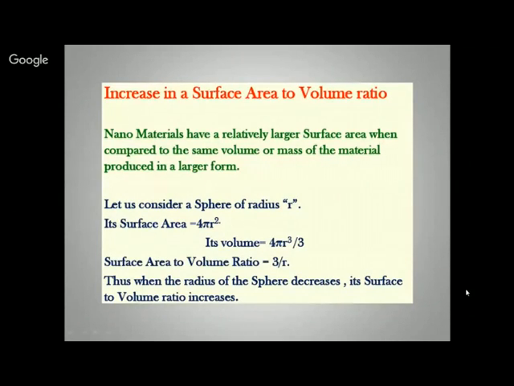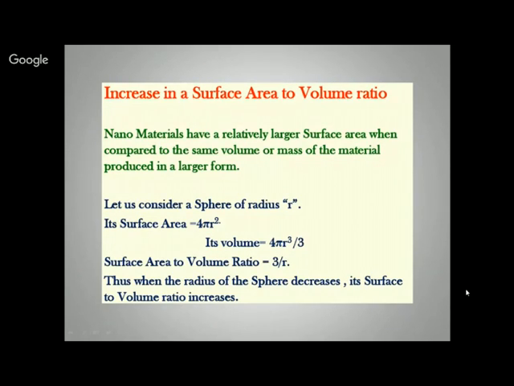If I make a particle whose radius is 1 centimeter, then this ratio becomes 300, because 1 centimeter is equal to 1/100th of a meter. If I make a particle of radius 1 micron, which means 10 to the power minus 6 meters, then this ratio becomes 3 into 10 to the power 6.